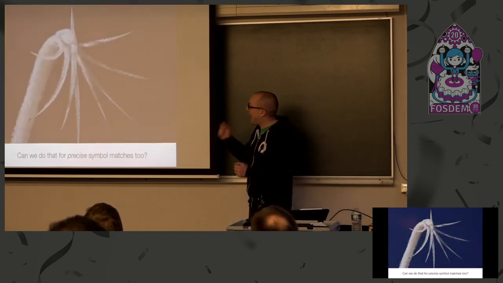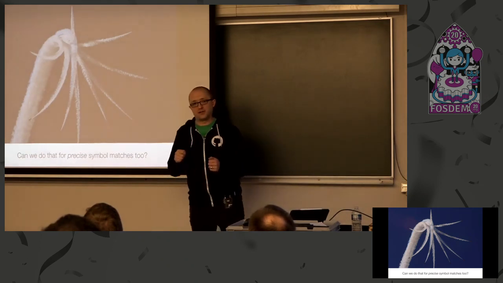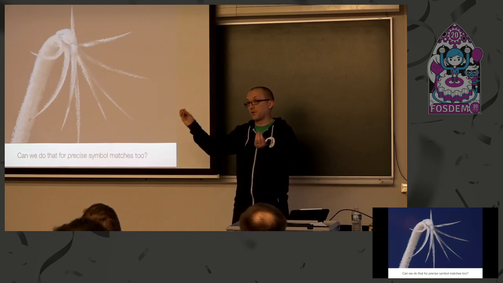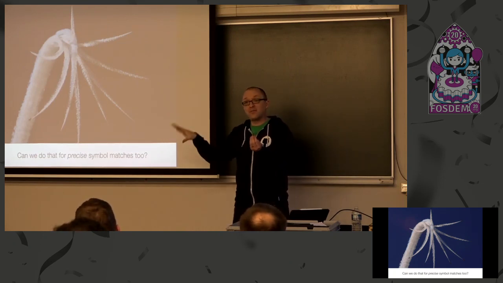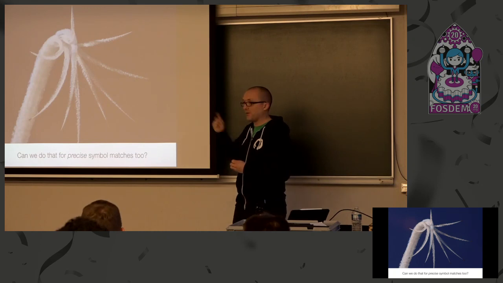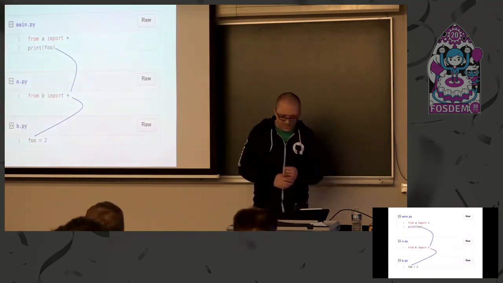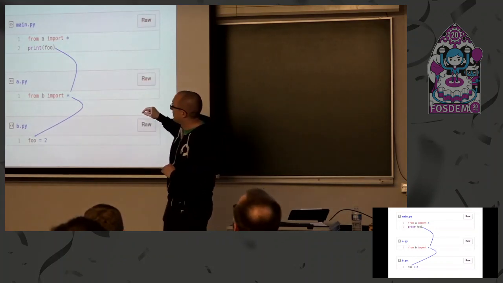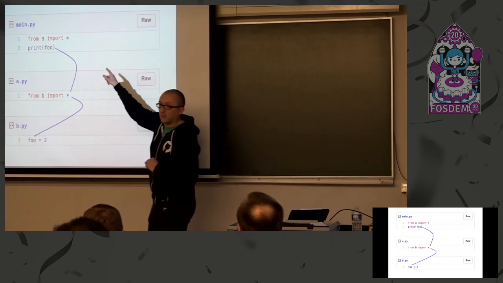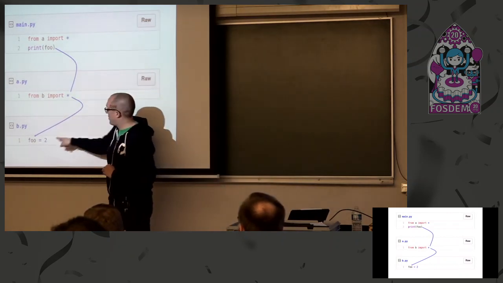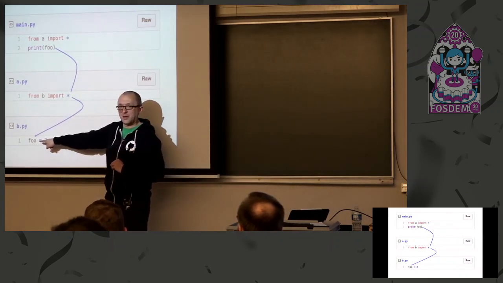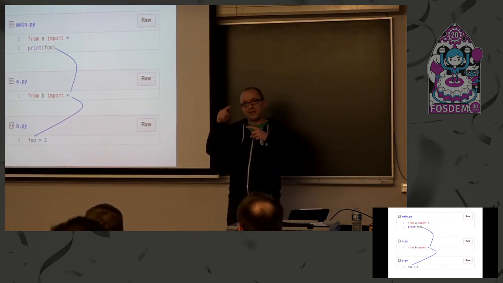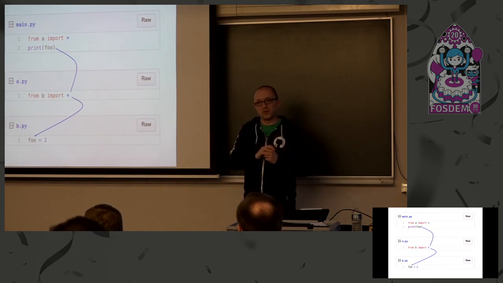So the important question is, can we do this also for precise symbol matches? If we want to actually say that this particular function call refers to this particular method and not any of the other ones that happen to have the same name, can we do that incrementally? And to show why it's kind of an issue, this is just a very toy example where you've got three Python files. If somebody wanted to click on that reference to foo, we would love to be able to show them that it refers to this definition down in b.py. And if you just look at this, hopefully you can see that that is the case. There's a couple of import statements that propagate the reference through a couple of files.